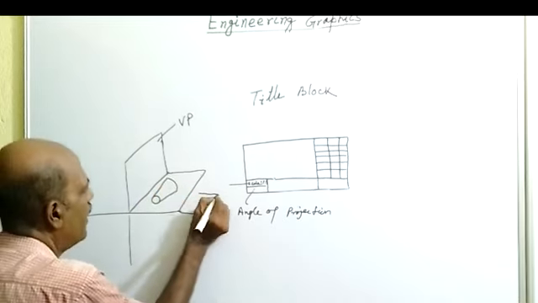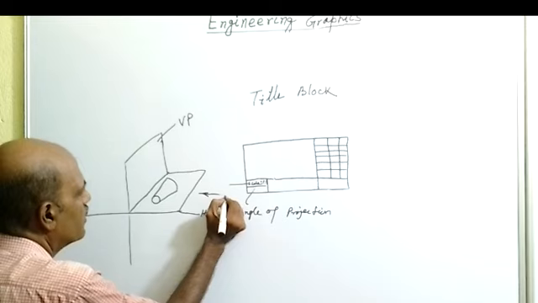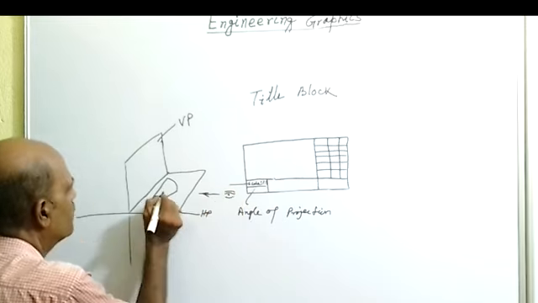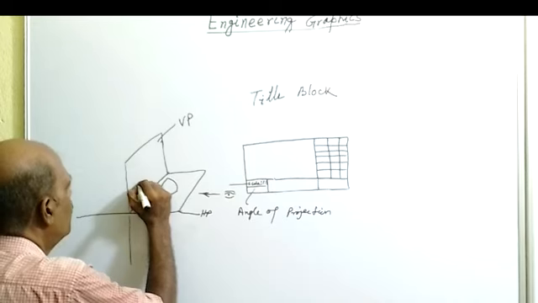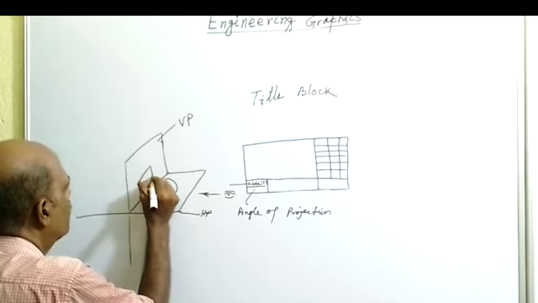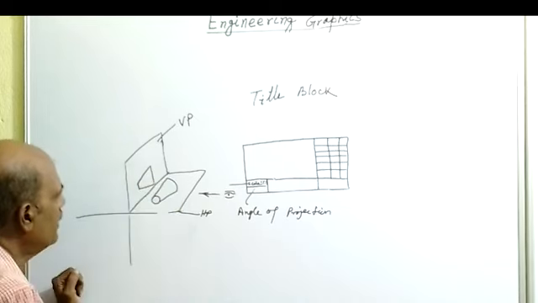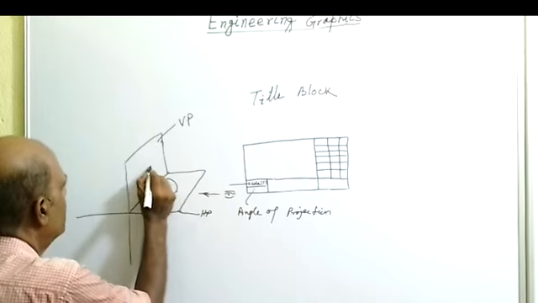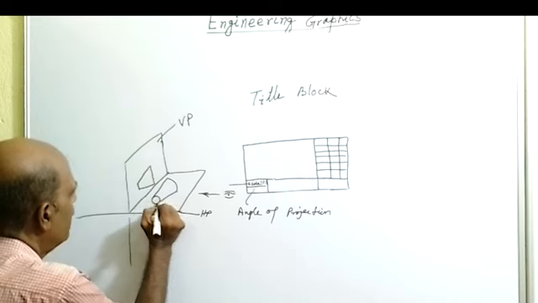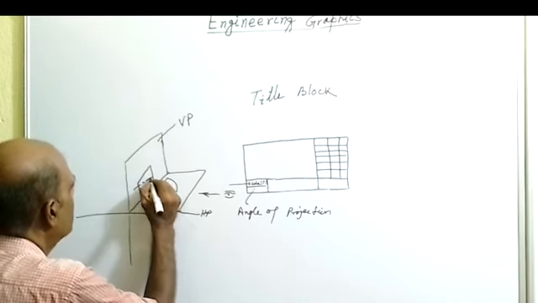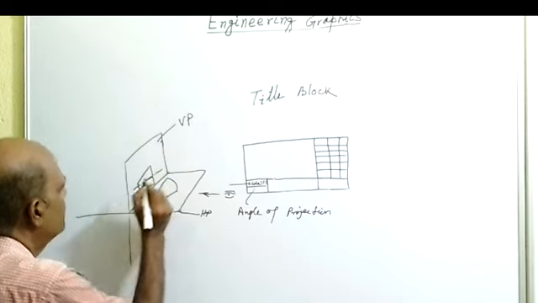If we see the front view from this side, the observer is here. If the observer looks at this object, the front view will be projected on VP. So this will be like this. This side diameter is equal to this side diameter, and as it is a symmetrical object, there will be a center line.